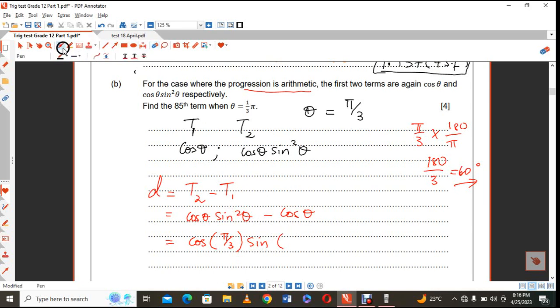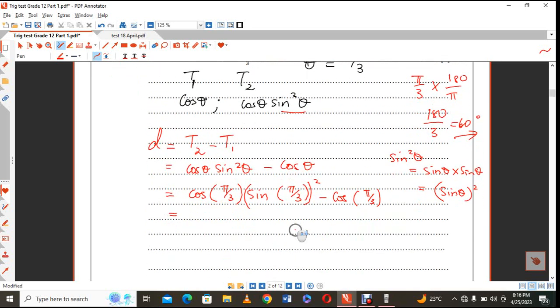Okay, so I'm going to have sine pi over 3. All right, this whole thing here should be squared, okay, because remember you have sine square theta is nothing but sine theta times sine theta, okay, which is nothing but sine theta all squared if you put it on a calculator. Anyway, minus cos, and this was pi over 3. So whatever this answer is, this is going to be our D. Okay, so we can grab our calculator, we find our common difference.